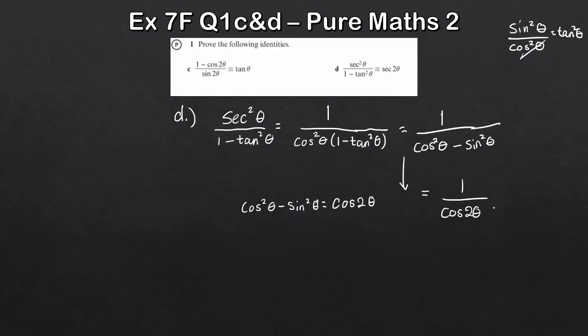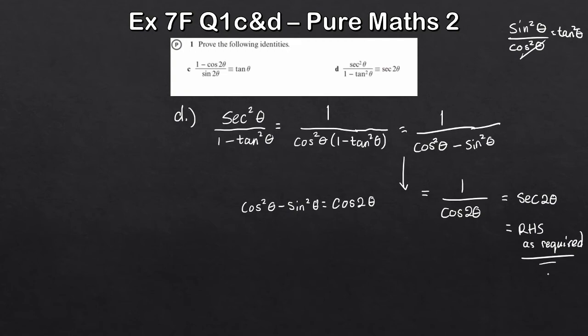And 1 over cos 2 theta, we know, is sec 2 theta, just like we said we needed before. That gives us the result that we need, and that brings us to the end of that one. So that is equal to the right hand side as required. Nothing too bad there.